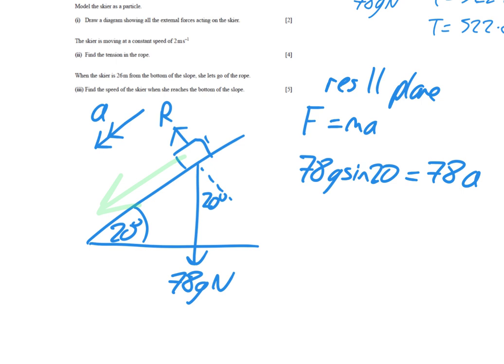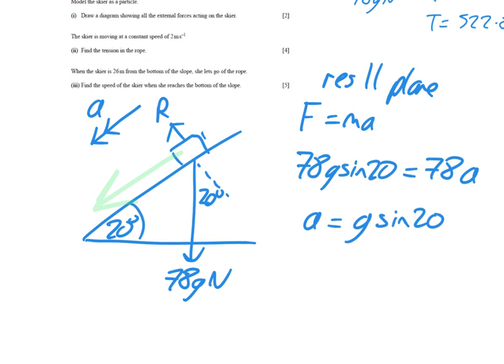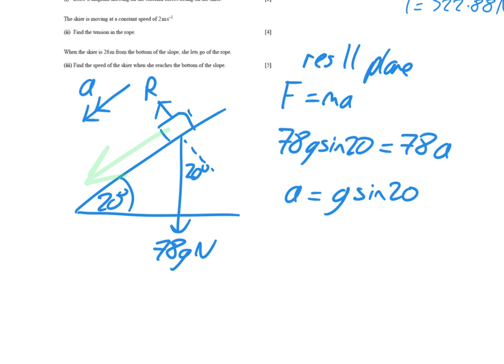You can notice there you can divide across by your 78, which will leave your a. a is just equal to g times sine of 20. And you could work that out if you wanted to. I don't think I'm going to bother. I'm just going to leave it as it is. It then becomes a SUVAT question.